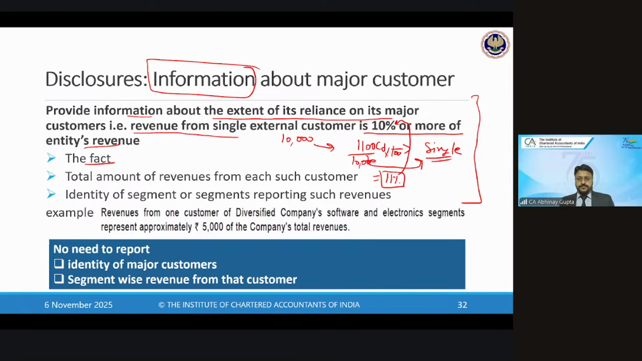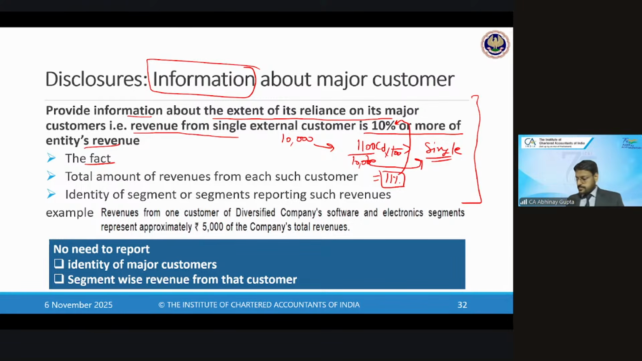Even if it is 100 crore, it is 10%. So the condition is 10% or more, right? So if it is 100 crore out of the 10,000 crore revenue from a single customer, this disclosure is triggered. But if none of the customers is meeting this 10% revenue threshold, then this information about major customer disclosure is not triggered for that company.